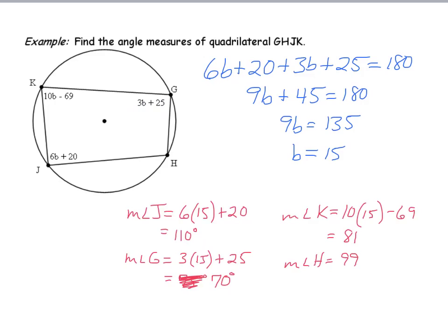Then for angle K, I ended up plugging the 15 in for my B, and I got 81. And since K and H are opposite, then I know H should be supplementary with K. So therefore, H should be 99 degrees.